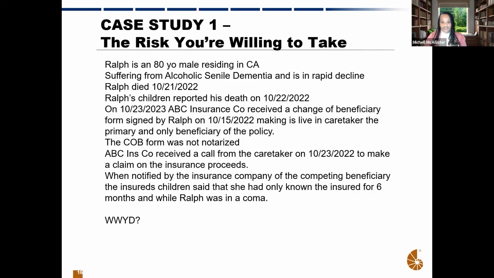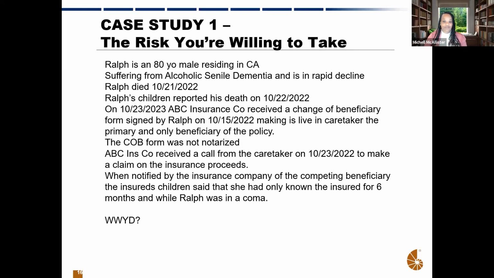Ralph's children called the insurance company, ABC Insurance Company, and reported his death the following day on 10/22/22. On 10/23/2022, I'm sorry, that says 2023, that should be 2022, ABC Insurance Company received a change of beneficiary form signed by Ralph on 10/15/2022, and this beneficiary change made his living caretaker the primary and only beneficiary of the policy.